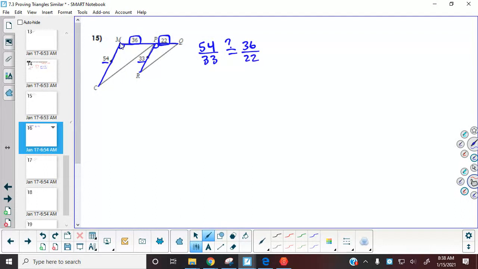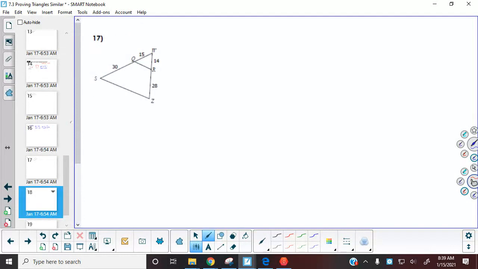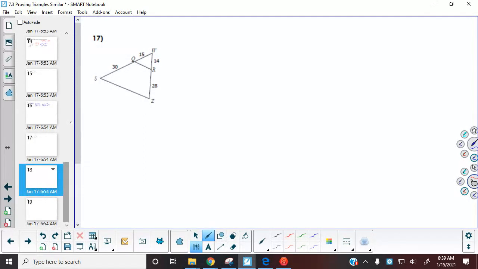And so when I do 54 divided by 33, I get a value of 1.63, and both the 6 and the 3 repeat. And then 36 divided by 22, and I get the same thing. And so again, since those are exactly equivalent, I could say yes by side angle side, and I could say triangle CMP is similar to triangle RPQ. All right. Now I'm going to let you guys try the last one for yourselves, see what you guys come up with.